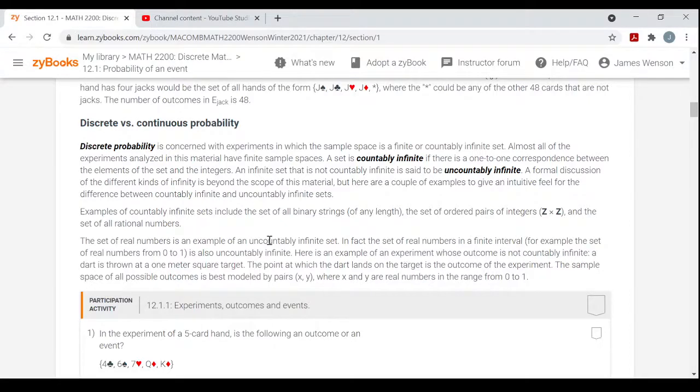Now we're mostly going to be dealing with discrete probability, where our sample space has a finite number of elements, like 52 choose 5 from the 5-card hand thing earlier, or a countably infinite set, like just the counting numbers or just the integers.